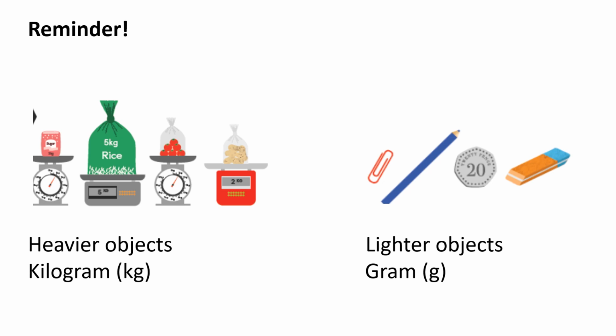Right, so before we move on to your guided practice for today, I want to give you a quick reminder about the units of measurement we've used so far this week. On Monday, we were measuring these heavier objects and we were using kilograms as our unit of measurement. Yesterday and today so far, we've been measuring lighter objects using a smaller unit of measurement, grams. So try to remember that when we're measuring heavier objects, we're using kilograms, and when we're measuring lighter objects, we're using grams.